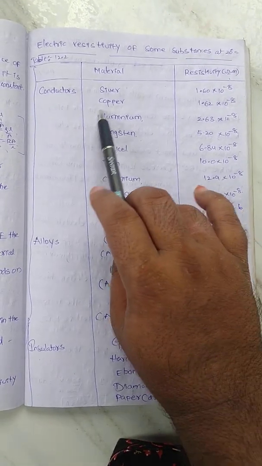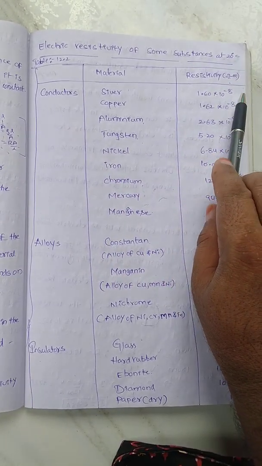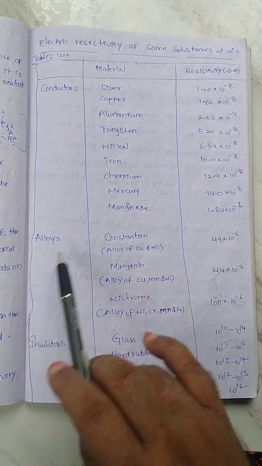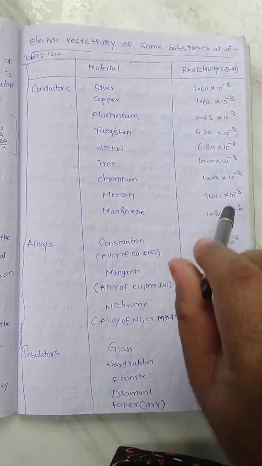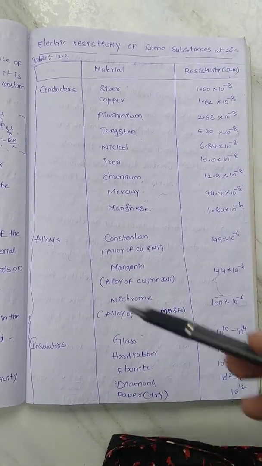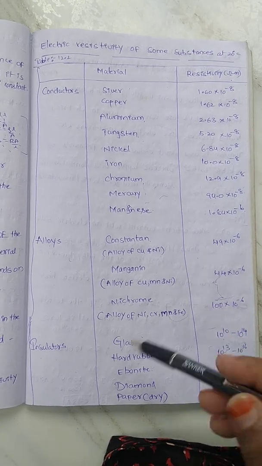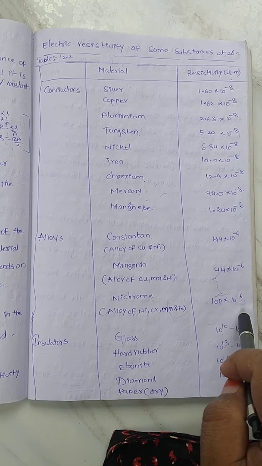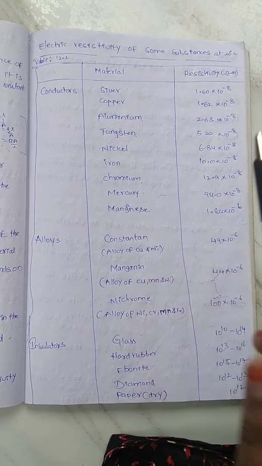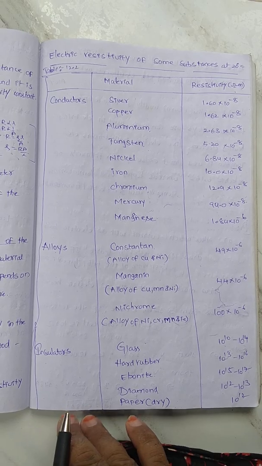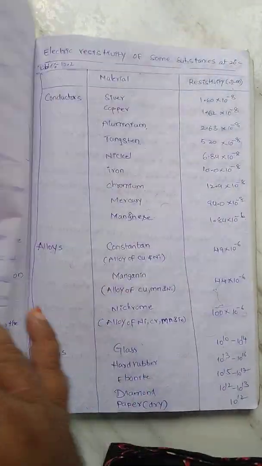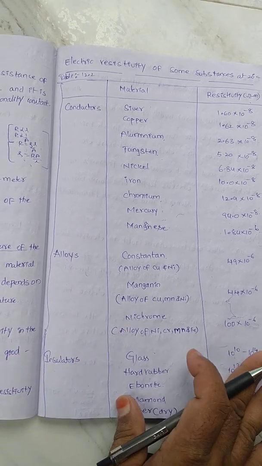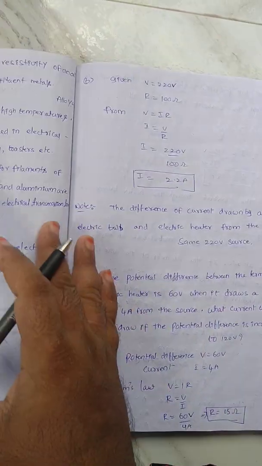See here, 1.60 into 10 power of minus 8 for silver. For mercury it is 94.0 into 10 power of minus 8. So compared to silver, mercury has more resistivity. Why? Because it is a liquid element also. And if you see alloys, they have more resistivity. Nichrome has a large resistivity, 100 into 10 power of minus 6, and constantan has 49 into 10 power of minus 6. And these insulators have different resistivities, in the range between 10 power of 12 to 10 power of 14.